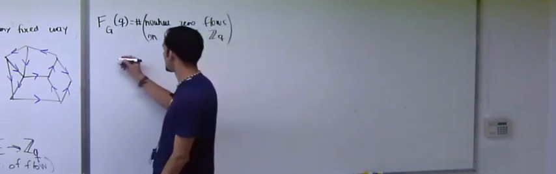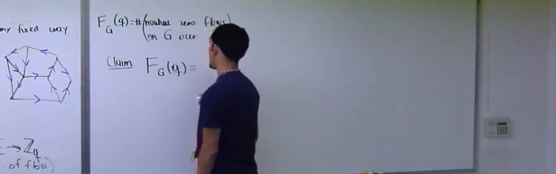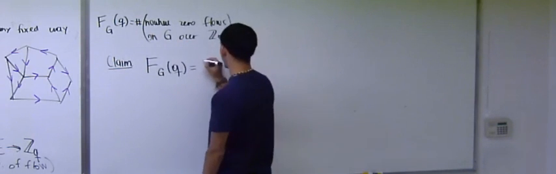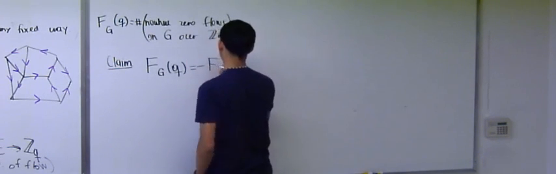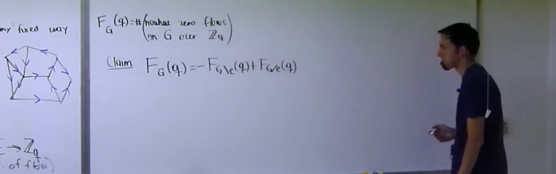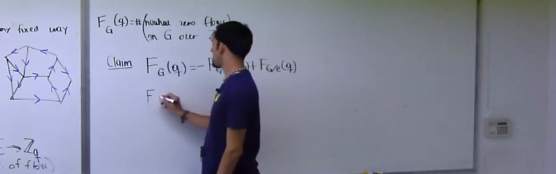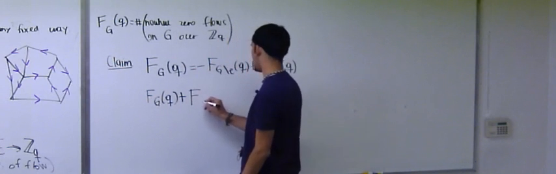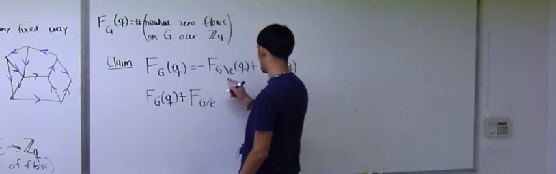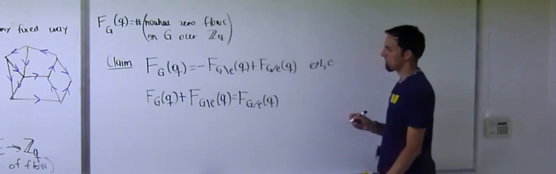Okay. Claim. Flow is a generalized Tutte-Grothendieck invariant, with a minus sign on the deletion. So let me just rearrange this and write it as the flows on the graph plus the flows on the deletion equals the flows on the contraction. And again, this is for E not a loop or a coloop. So this is what I'm going to show to you guys now.